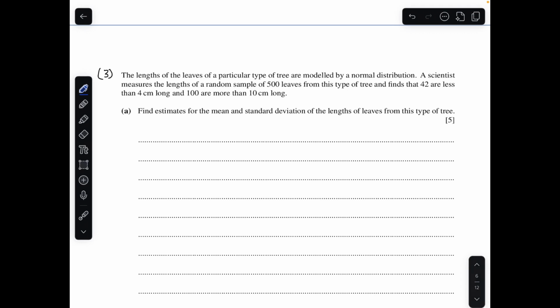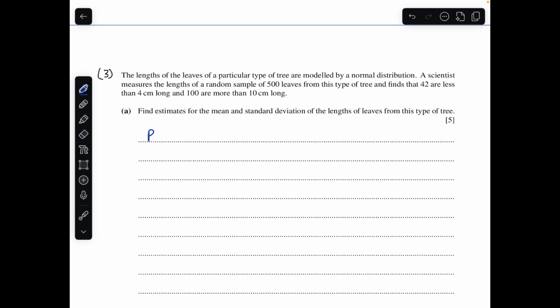Question 3. The lengths of a particular type of tree leaf are modeled by a normal distribution. A scientist measures the lengths of a random sample of 500 leaves from this type of tree and finds that 42 are less than 4 centimeters long and 100 are more than 10 centimeters long. Find the estimates for the mean and standard deviation of the lengths of leaves from this type of tree. So again, this question is similar to question number 1. You may want to pause the video and try it by yourself and then compare the answer with me.